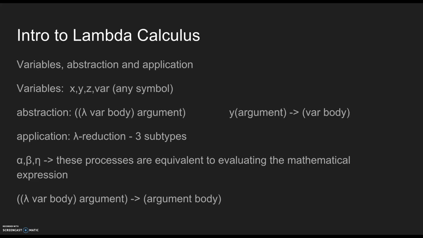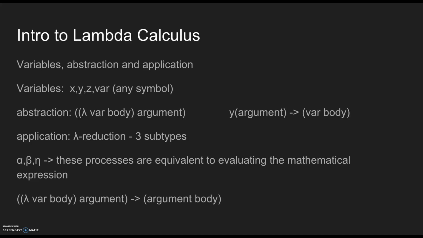Abstraction is kind of the meat of building your functions. Here we have the function, lambda variable body, just to show you how it works. On the right side I have a more mathematical, classical notation. You have the argument y, and the function, instead of lambda in this case, is mapped onto the set where we have the variable and then the body of the rest of your function.